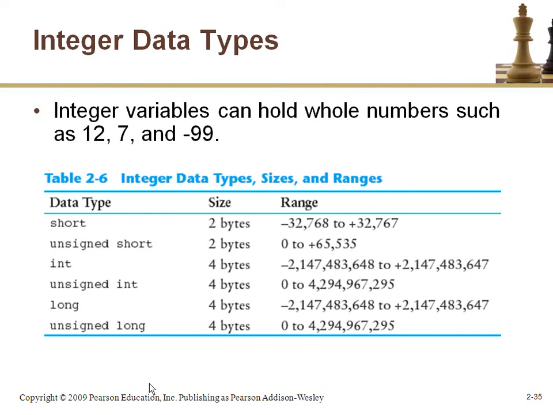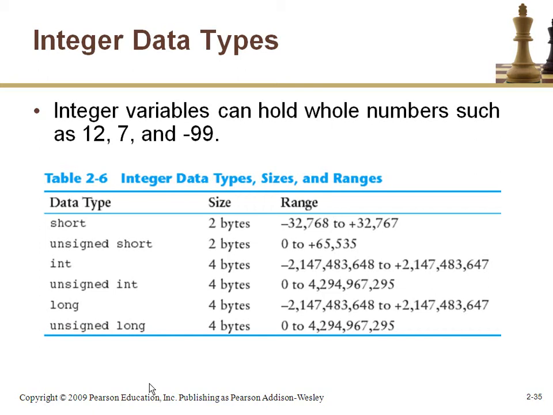You can express your integer in the form of a short integer, and that would give you 2 bytes, ranging from negative 32,768 to plus 32,767. An unsigned short integer, since it's unsigned, still takes 2 bytes, but it would have from 0 to 65,535. That's fairly a large number to work with.